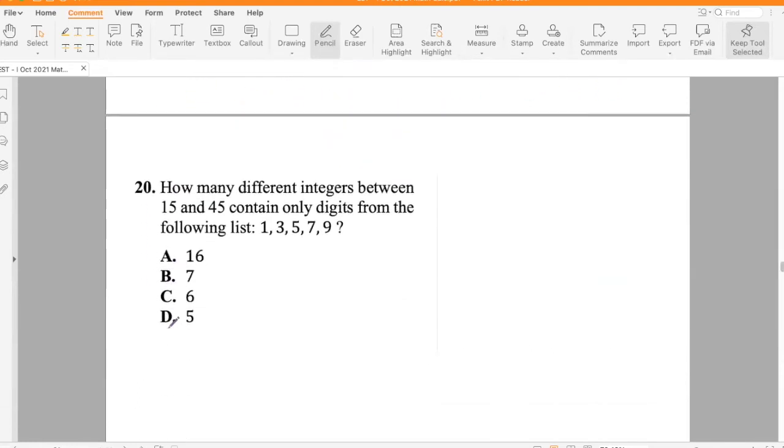How many different integers between 15 and 45 contain only digits from the following list? Between 15 and 45. Okay, so 15 is there, 17 is there, 19 is there. In the 20s, I can't take anything. In the 30s, I can take 31, 33, 35, 37, and 39. In the 40s, I can't take anything, right? So, yeah, so 1, 2, 3, 4, 5, 6, 7, 8.